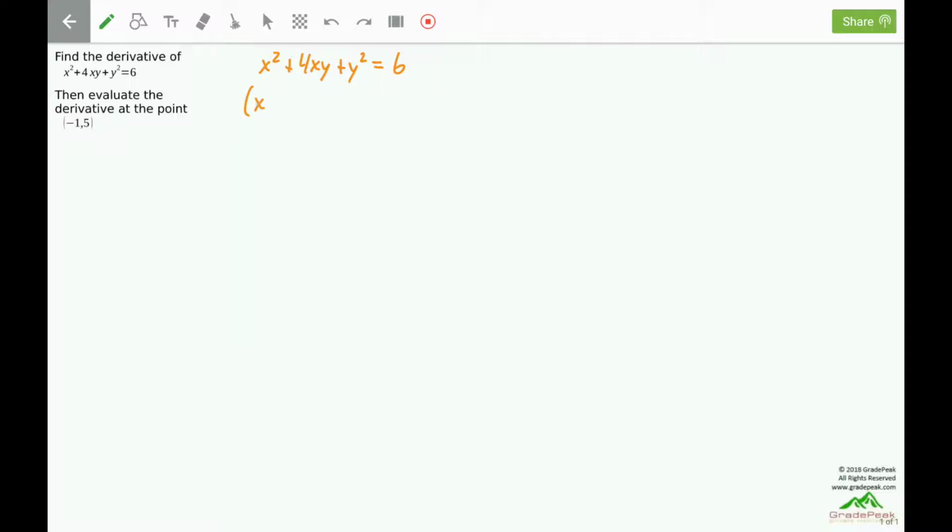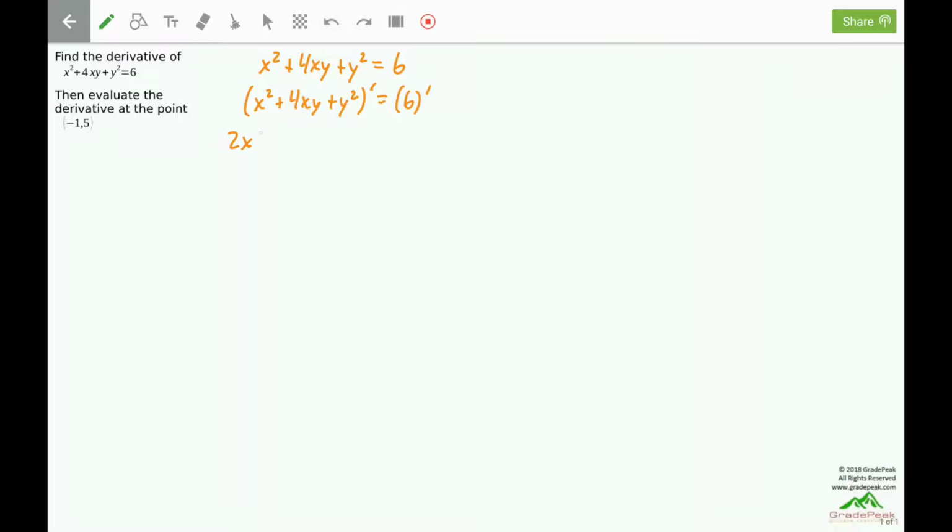And therefore, to find the derivative, we can just take the derivative of both sides, what's known as implicit differentiation. And then we'll indicate that by a prime on both sides. On the left side, the derivative of the first term will be a power rule and be a 2x. The second term is the product of 4x times a y. So we use the product rule.